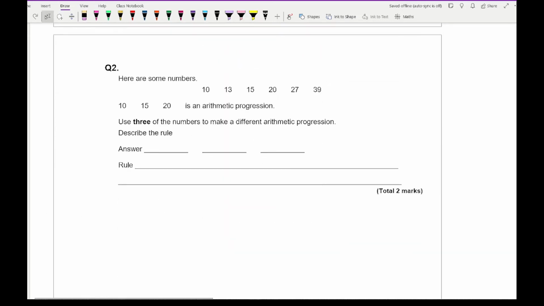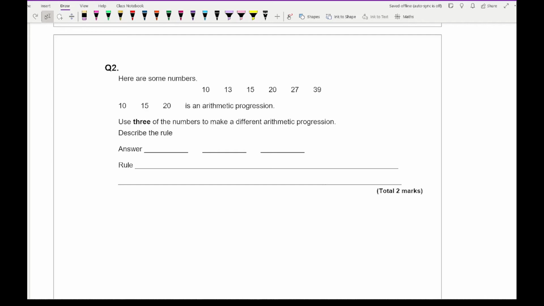Then moving on to question 2, it says here are some numbers: 10, 13, 15, 20, 27, 39. It says that 10, 15, 20 is an arithmetic progression, obviously with a difference of 5, and it says use 3 of the numbers to make a different arithmetic progression and then describe the rule.